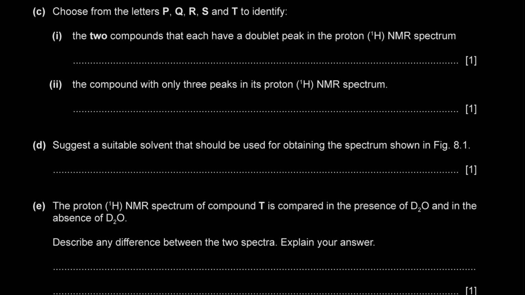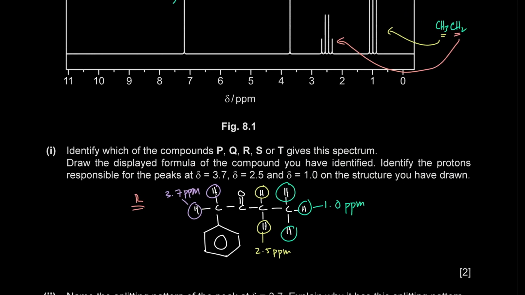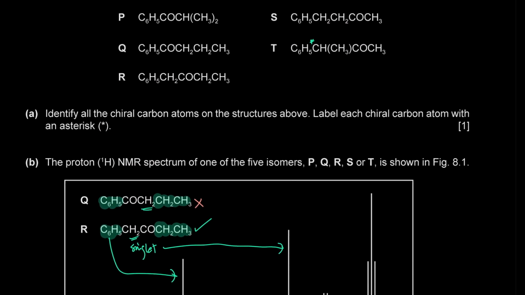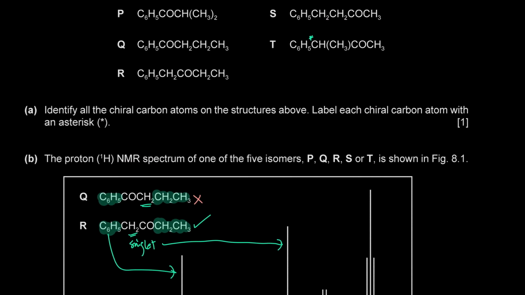Choose from the letters P, Q, R, S, and T to identify the two compounds that each have a doublet in the proton NMR spectrum. So which of these two compounds will have a doublet? In other words, a proton where the neighboring carbon has one proton. The neighboring carbon has one proton, so we see a 1 plus 1, 2 splitting pattern, a doublet.